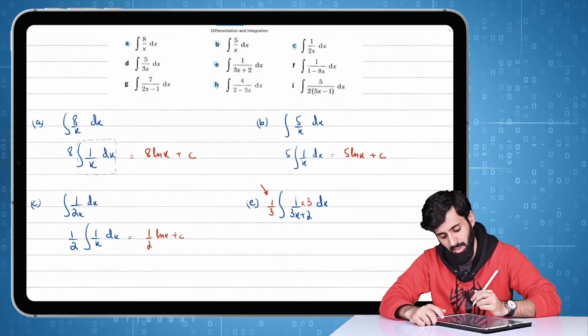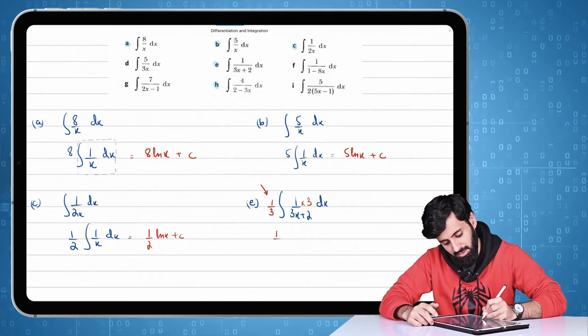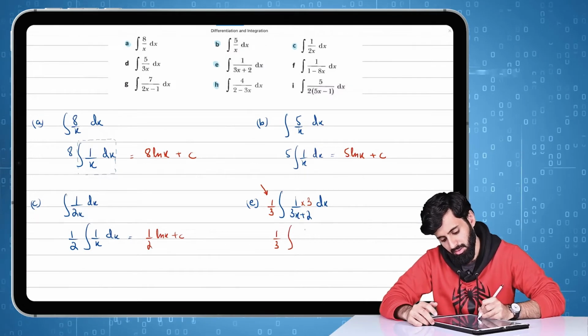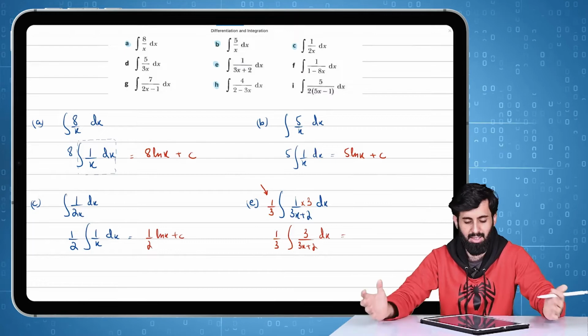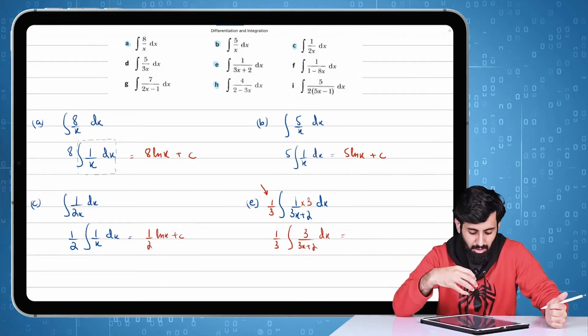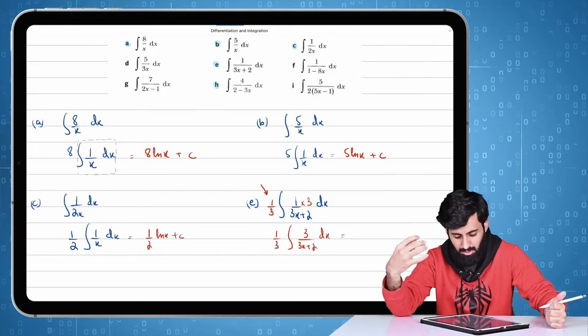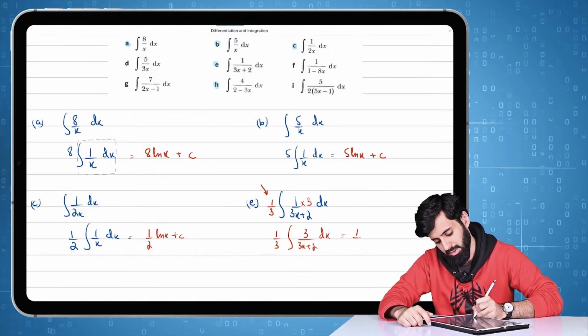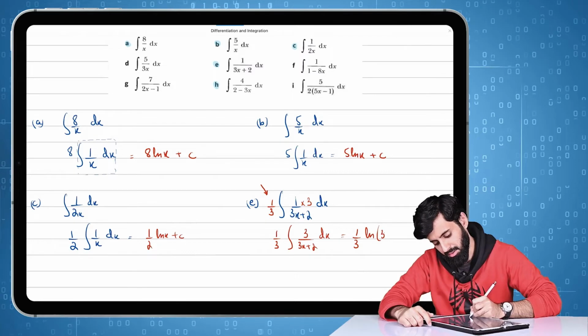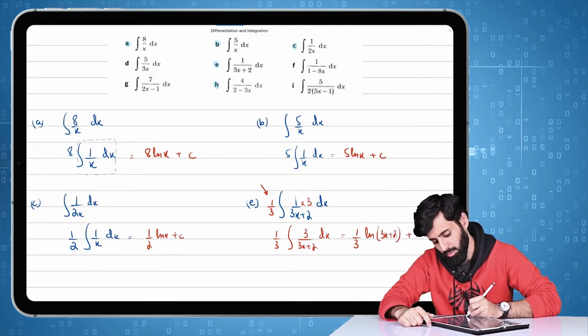Now, what we're looking at is 1 over 3 times the integral of 3 over 3x plus 2 dx. And now I can comfortably integrate this because the differential of the denominator, 3x plus 2, which is 3, is in the numerator. So there you go. All I got to do is write 1 upon 3 ln 3x plus 2, and then put a plus c at the very end.